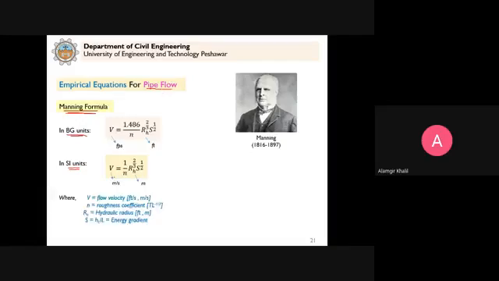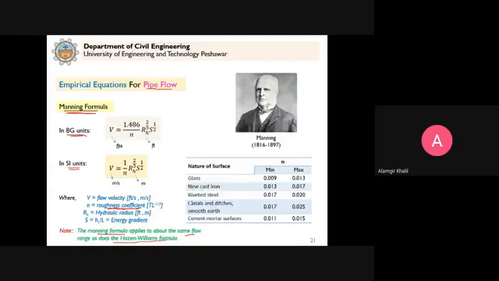And in this formula, n is the roughness coefficient. And again, tables are developed for the roughness coefficient n. So the Manning formula applies to about the same flow ranges as does the Hazen-Williams formula. You will find tables in the books. They give the value of n for the different nature of surfaces where the flow occurs.